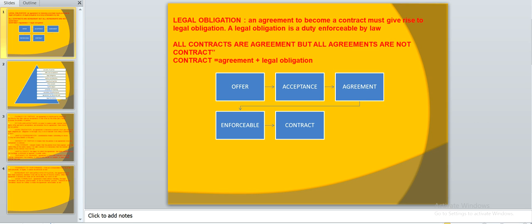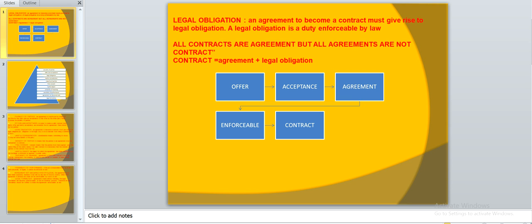Okay, hello students. So in today's class we are going to discuss the agreement, legal obligation, contract and essentials of a valid contract. In the previous class we were discussing agreements, the two essences of a contract: one is agreement and the other one is legal obligation. We discussed types of agreements, social agreements, domestic agreements, void agreements, enforceable agreements. Now we'll discuss what is legal obligation.